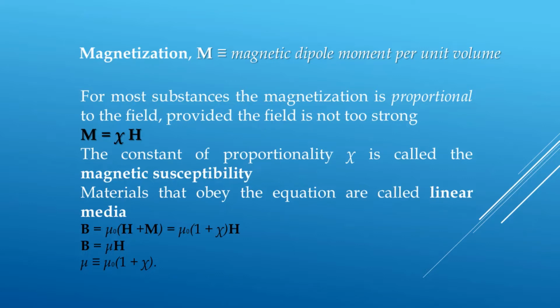Now relative permeability, that is mu r, is equal to mu by mu 0, right? So relative permeability is basically 1 plus chi. So mu r, that is relative permeability, is 1 plus chi. These are the relations.